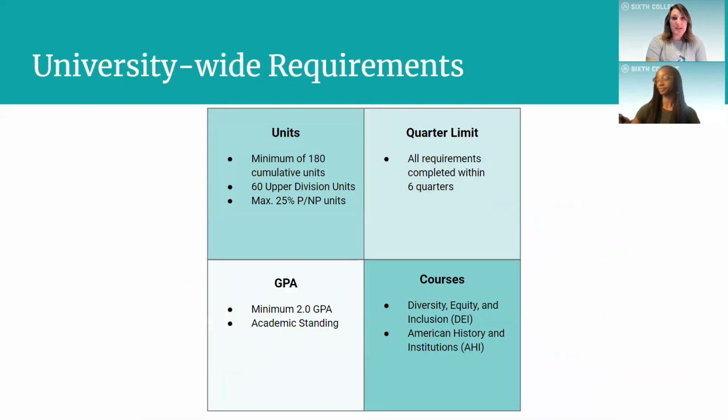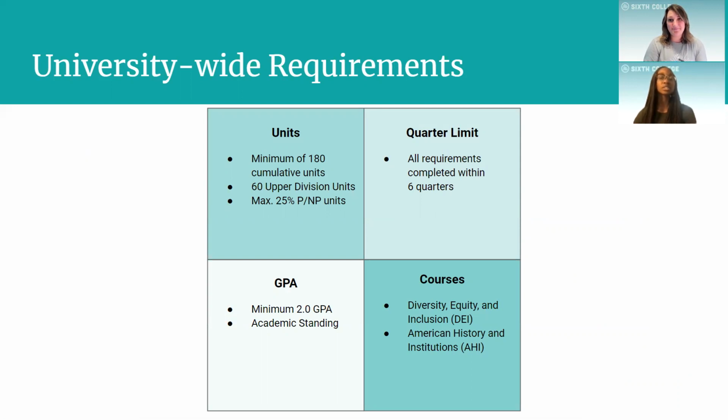University requirements must be completed by all UCSD undergraduates. Students need a total of 180 units in order to graduate. 60 of those units must be upper division units, which are courses numbered 100 or above. You can also take 25% of your total units as pass, no pass. Pass, no pass grades are not factored into your UCSD GPA and often cannot be used towards major requirements. However, you will want to check with your specific major department before making any specific changes to your grading options.